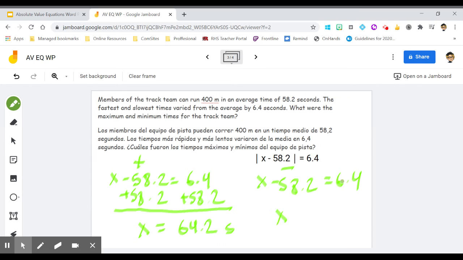And this one, I forgot to make this negative. Let's try negative. If I add 58.2 to both sides, I'm going to get, no lie guys, I'll pull my calculator out. I don't trust myself to do that number. There's a lot going on. I'm going to go to my handy dandy calculator. I'm going to do negative 6.4 and I'm going to add 58.2. And I get 51.8 seconds. So this is the maximum time and the minimum time.